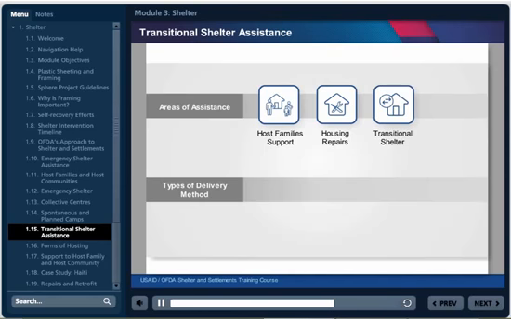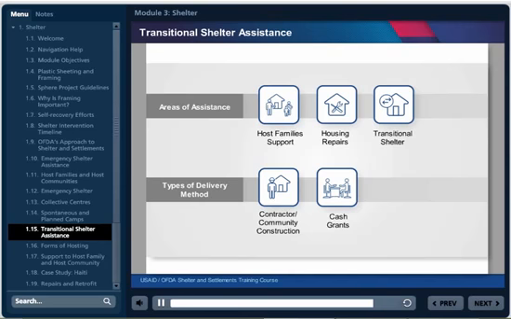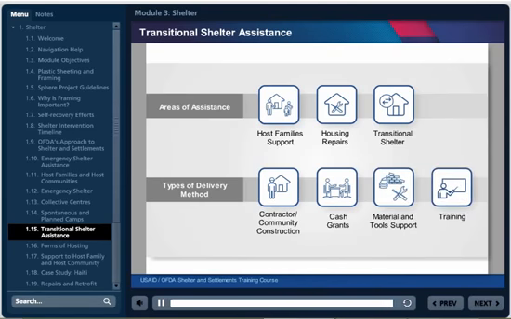The delivery of transitional assistance can be tailored to community needs. It is important to understand the context and design a program that not only provides shelter but also contributes to the social and economic recovery of settlements.